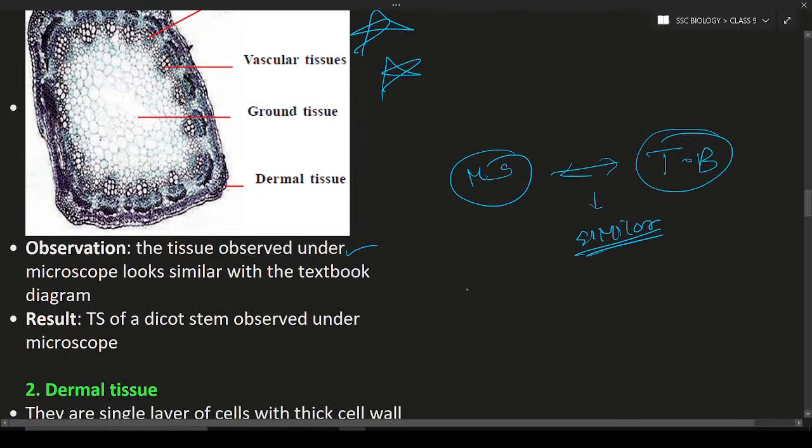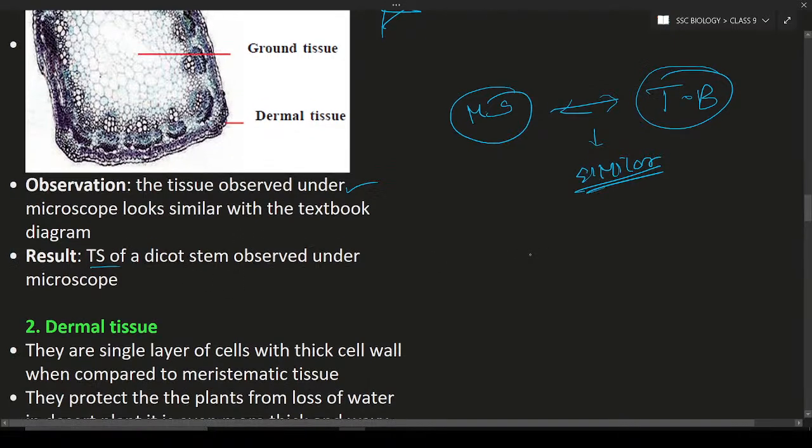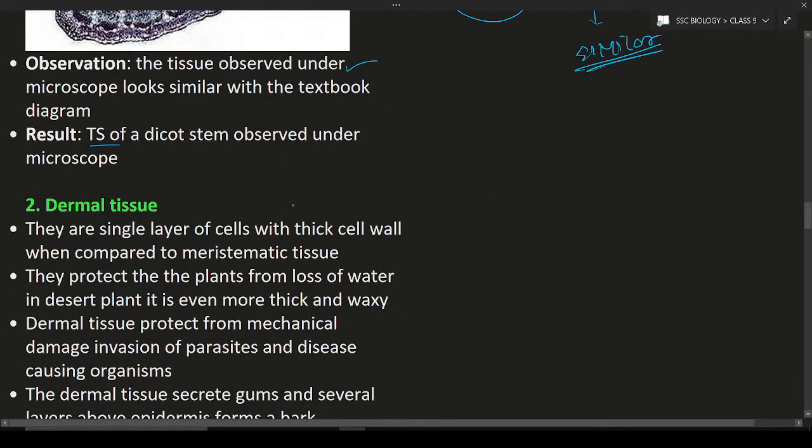And so next is the result. The result is the TS, the transverse section of the dicot stem, observed under the microscope. This is our result. What have we concluded? We have to conclude that we have observed the dicot stem under the microscope. Okay, so next is the dermal tissue.